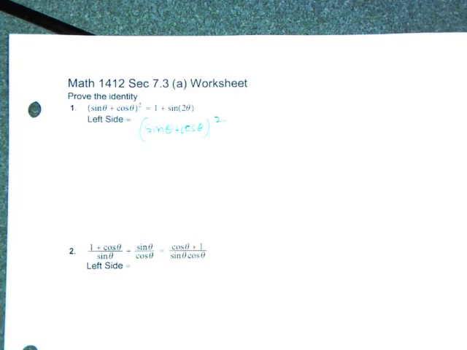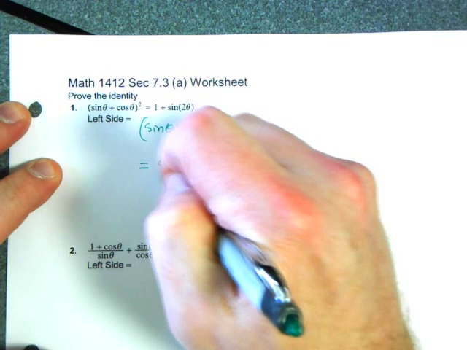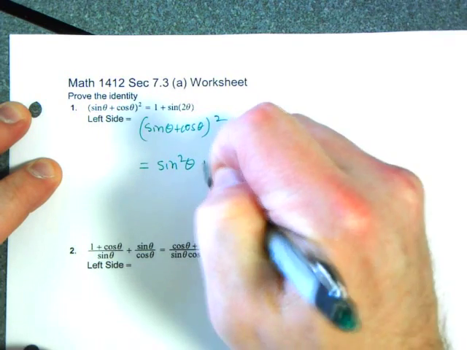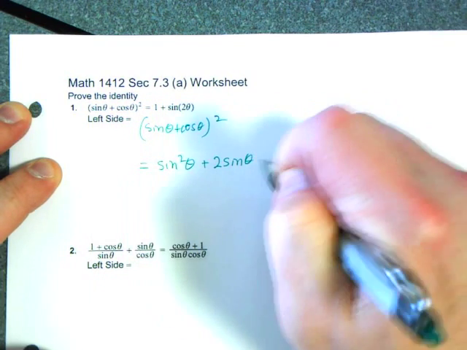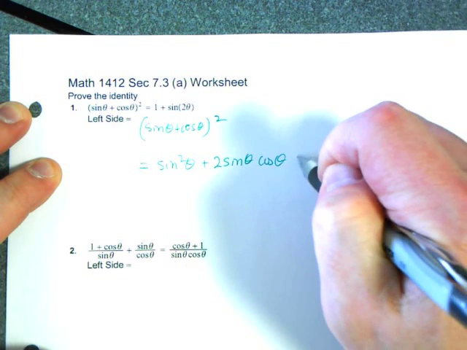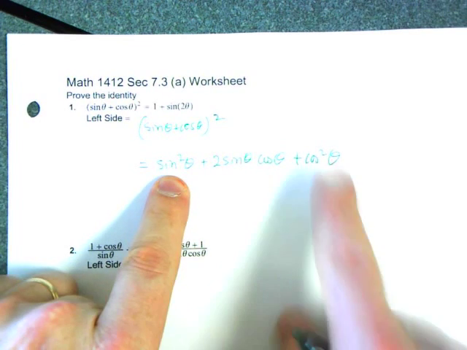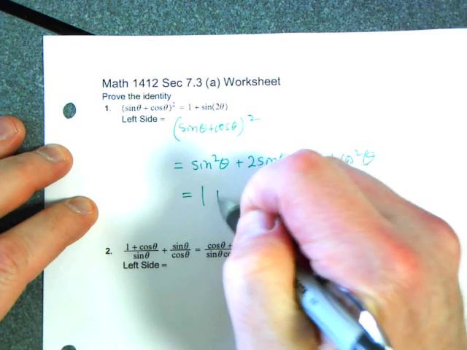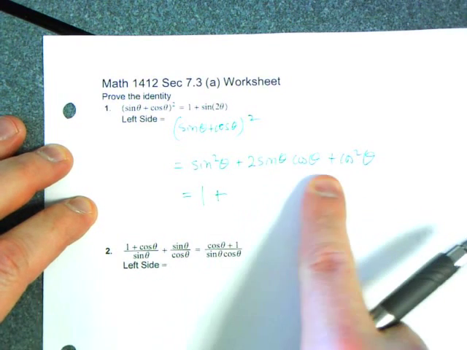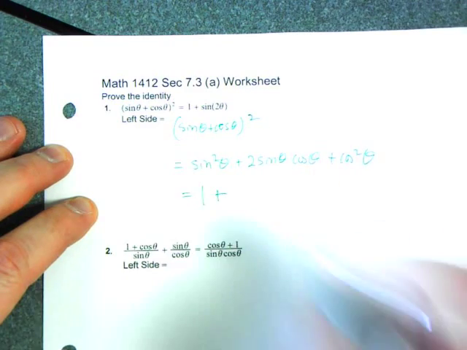Well, what would you do? You have to FOIL it out. You FOIL it out. All right. Sine squared theta plus 2 sine theta cosine theta plus cosine squared theta. All right, so there's some algebra. Then use the identities. What are my favorite identities for this problem anyway? Sine squared theta plus cosine squared theta is 1. Then you can use the double angle to get sine 2 theta. And that's the double angle formula. That's exactly right.